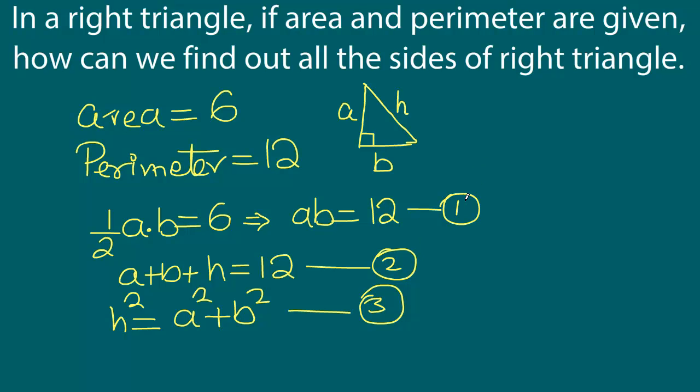So we have 3 equations, equation 1, 2 and 3, and we have 3 unknowns, A, B and H. So we have 3 equations, 3 variables. We should be able to find out the values of A, B and H. Also, for the purposes of this example, let's assume that A, B and H, they are integers. They are not fractions, or they don't have any decimal value, right? So how are we going to solve this question? So let's begin with the third equation.